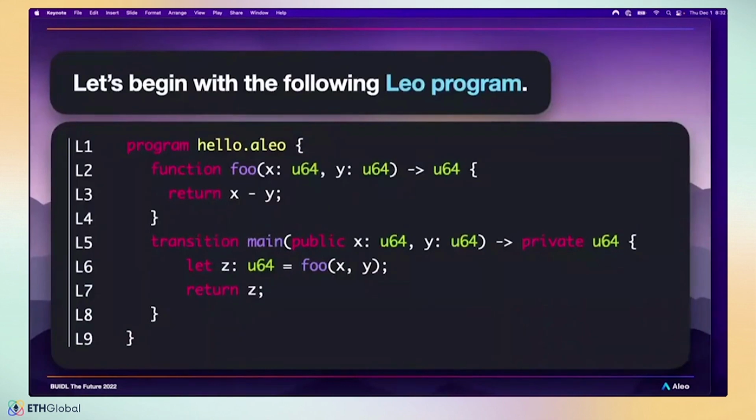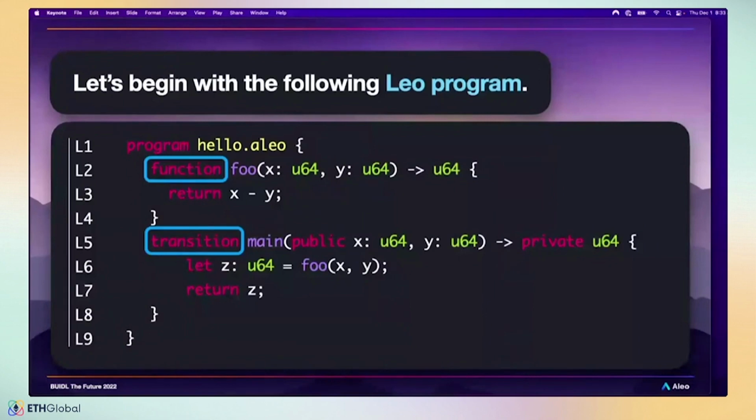From line 1 through 9, you define a program scope and its associated name, hello.aleo. On line 2, we have a function foo, and on line 5, we have a function main. Before going into the distinctions between a function and a transition, let's just walk through the logic a bit. Function foo takes in as input x and y, produces u64 as an output, and returns the difference between x and y. Transition main, quite simple, invokes foo and returns it directly.